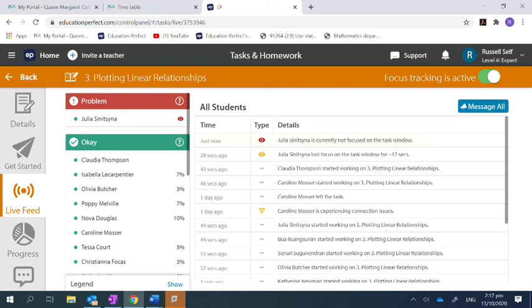In is which axis? In is the x-axis. Got it. So that means I go across. Y. Yes, ma'am.